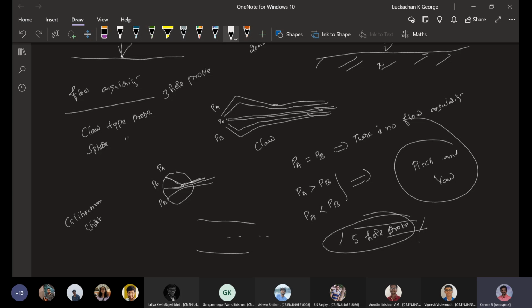We have even generated a calibration chart. We got this from a professor at the University of Oxford. He gave us the calibration chart along with the probe diagram and all, so we have made it. We still didn't get time to take data with it. So if any of you are interested, you can come and take the 5-hole probe and do the measurement.